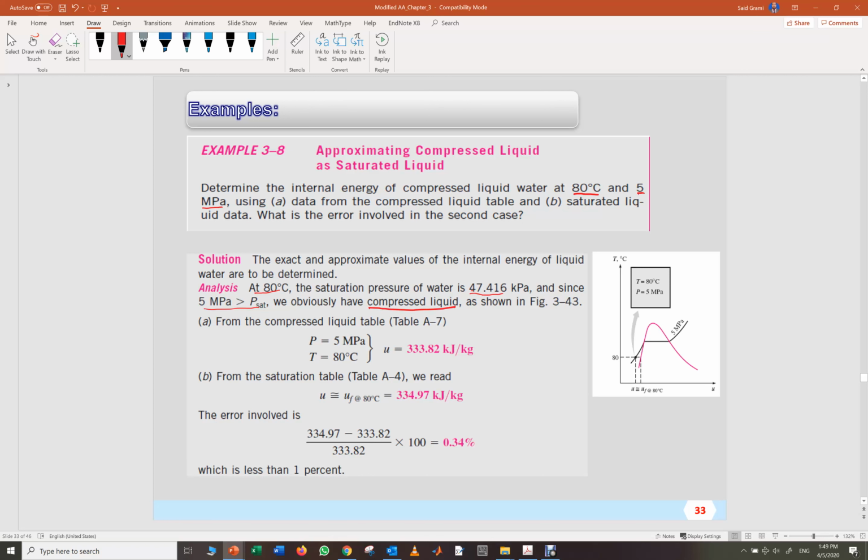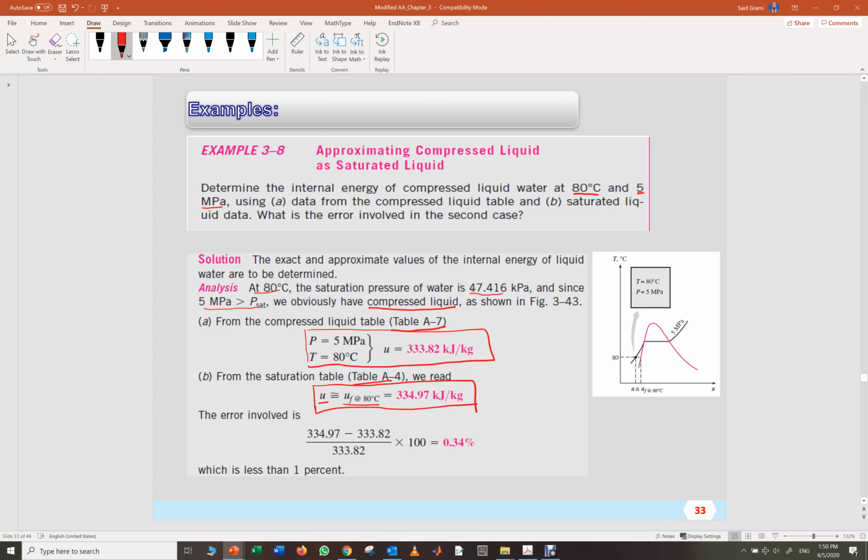From the compressed liquid table, which is A7, we have P at 5 megapascal and T at 80 degrees C. We get U, the internal energy, 333.82 kilojoule per kilogram. This is from the table, the value of U for 5 megapascal and 80 degrees C. From the saturation table, table A4, if we approximate U by Uf at 80 degrees C, we get 334.97 kilojoule per kilogram. This is when we make the approximation of the compressed liquid by saturated liquid.